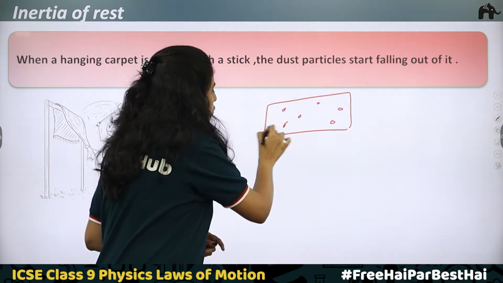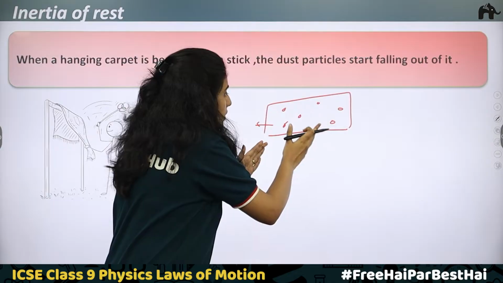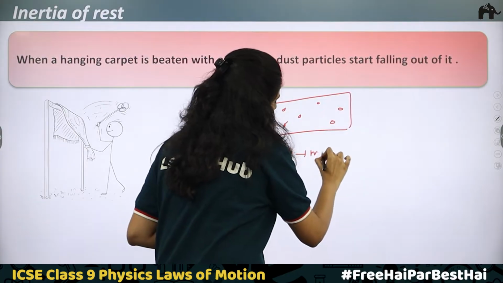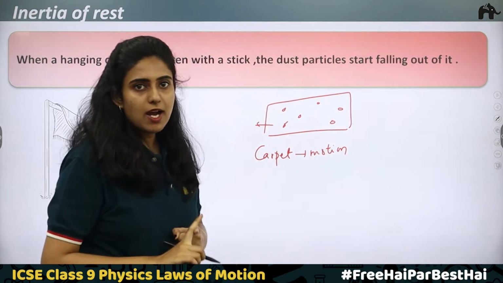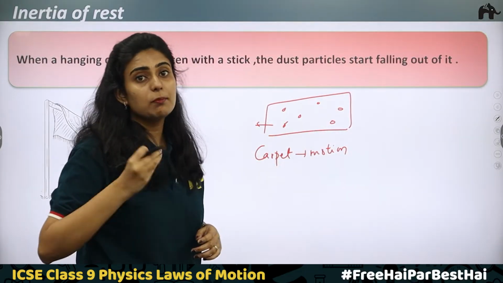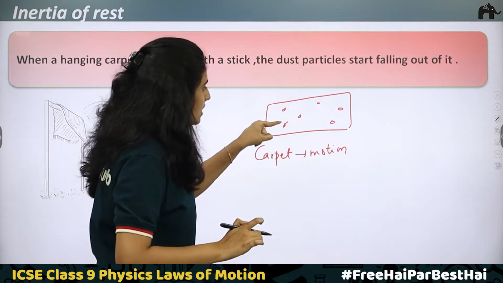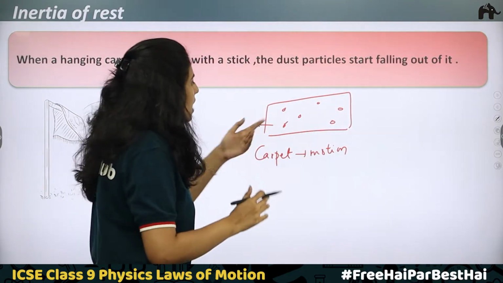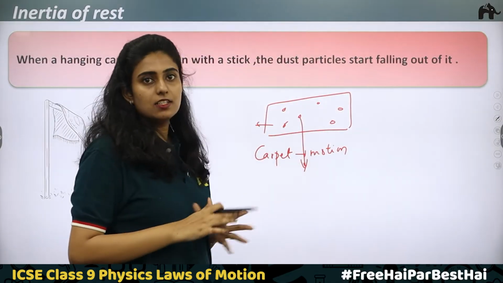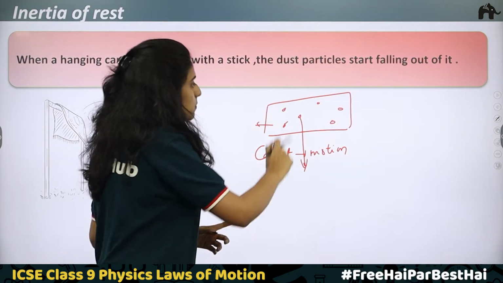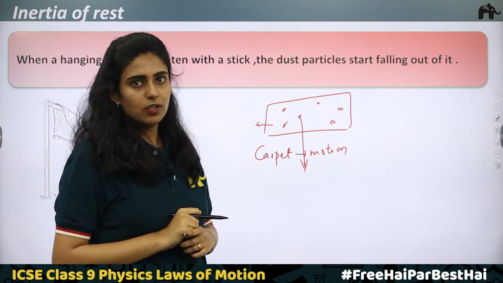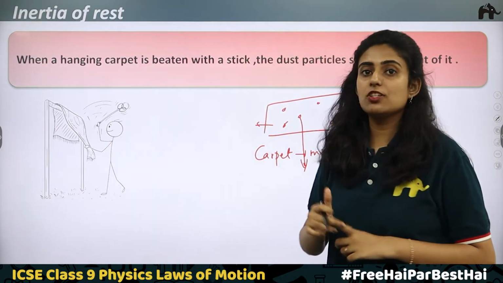When it is beaten, the carpet will move backward. The carpet is moving from its position. That is, the carpet comes to motion. What about the dust particles which stick to the carpet? They will still remain at rest. They will have a tendency to remain at rest because of inertia of rest, and the particles will be in their own position, but the carpet will move. Now what happens? The earth will pull these dust particles down. Because of earth's pull, the dust particles will fall down, and this way we can clean the carpet. So here again, this is an application of inertia of rest.